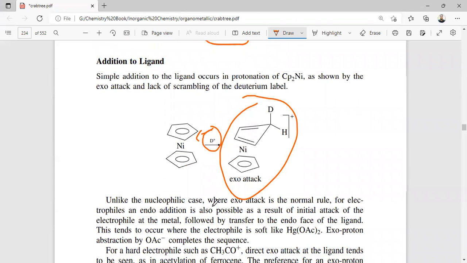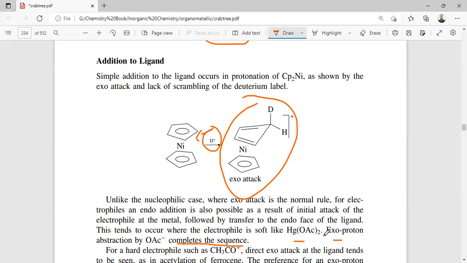Unlike the nucleophilic case, where exo attack is the normal rule, for the electrophilic case endo addition is also possible. As a result, the initial attack of the electrophile at the metal is followed by a transfer to the endo face of the ligand. This tends to occur when the electrophile is soft, like silver acetate, with exo proton abstraction by acetate completing the sequence. So in the nucleophilic case exo attack is normal, but endo attack is also possible for the electrophilic case.